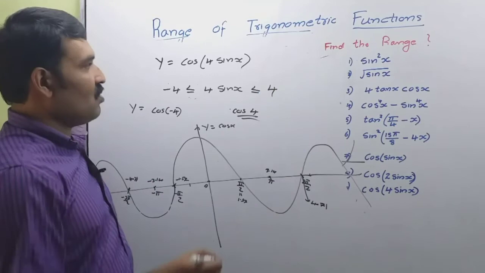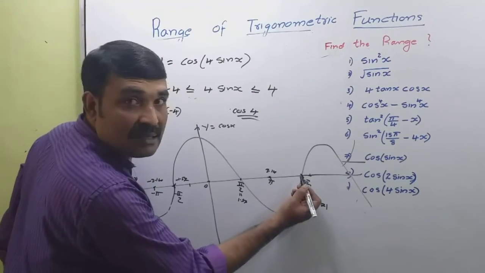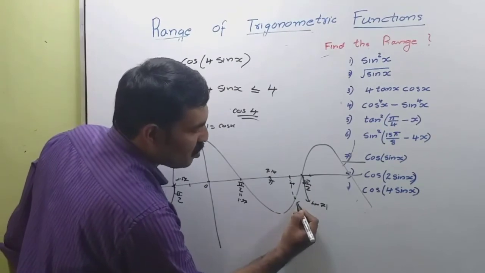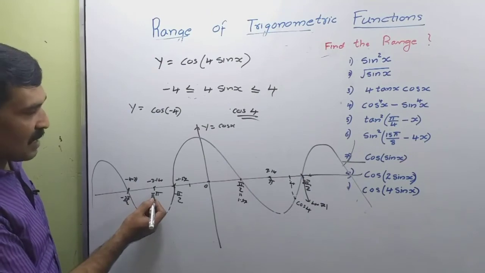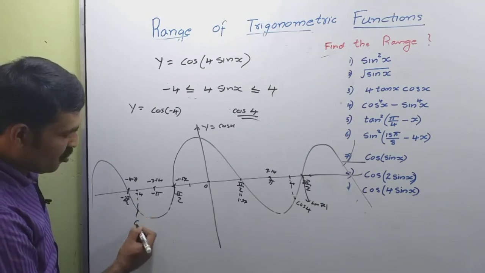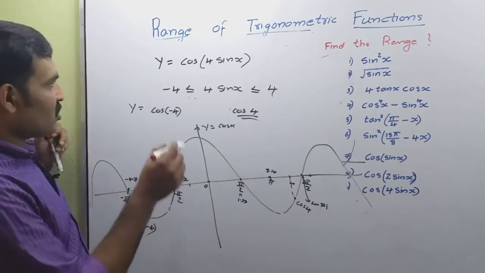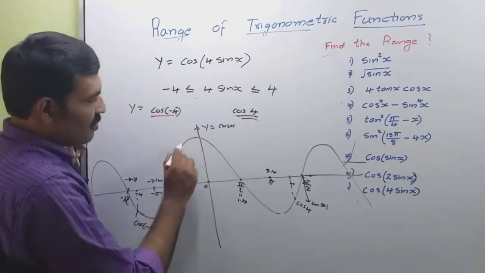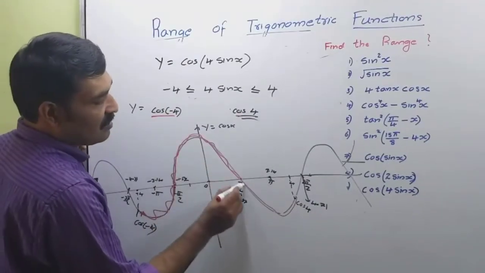The value of cos of 4 is in between pi and 3 pi by 2. This point is marked as 4, so the value of the function is cos 4. And cos of minus 4 is in between minus pi and minus 3 pi by 2. This is minus 4, and this is the value of cos of minus 4. Now the function is between cos minus 4 and cos 4, from this point to this point. So this portion is the graph.